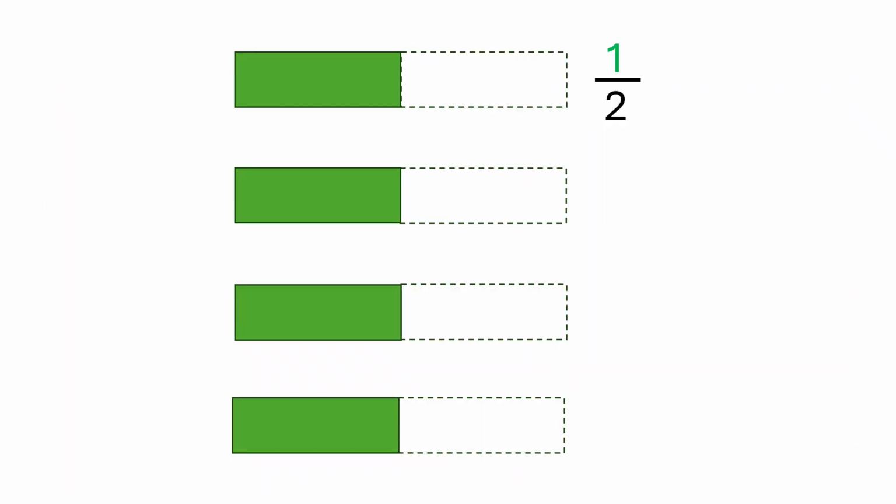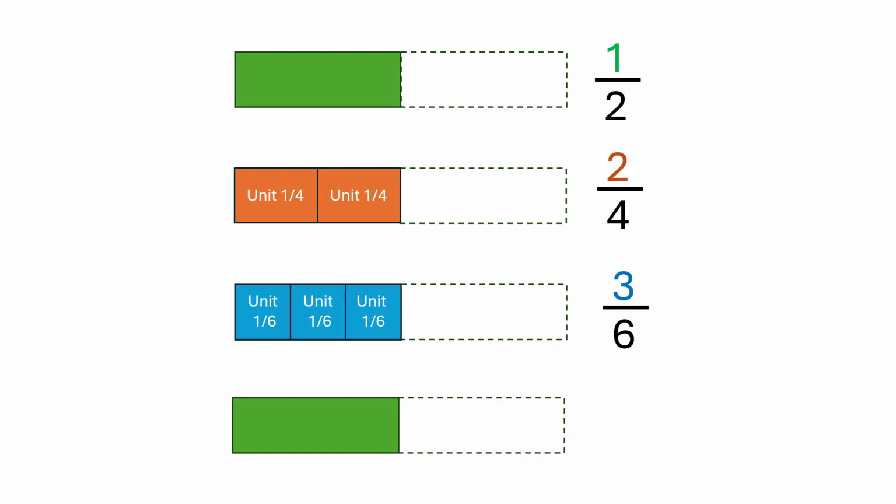Let's try using the rule to find equivalent fractions. The key idea is this. Equivalent fractions use different units to measure the same amount. For example, if we use 1/4 units to measure 1/2, we get 2 pieces. If we use 1/6 units, we get 3 pieces. If we use 1/8 units, we get 4 pieces. Even though the pieces are smaller, the total amount is still the same. Equivalent fractions are a special and important part of fractions, and the more we practice, the better we understand.